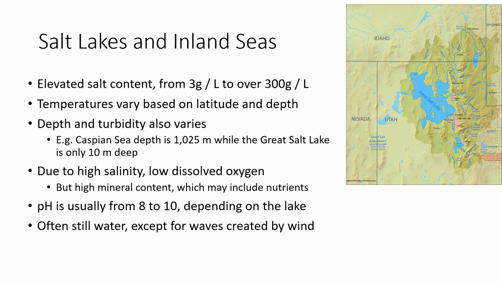Temperature is going to vary based off of the latitude and the depth of those lakes. At the same latitude, a deep lake will be cooler than a shallow lake. Okay. Depth, turbidity, all of those things are going to vary. Because of the high salinity, there does tend to be low dissolved oxygen, but there is high mineral content, which may include nutrients. So like the Great Salt Lake has lots and lots of phosphates. You can mine phosphates in the areas where it's dried up, for example. Usually basic pH. Don't worry about most of those abiotic characteristics, but just know that it's really, really salty.